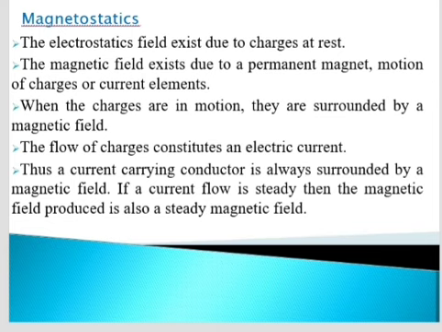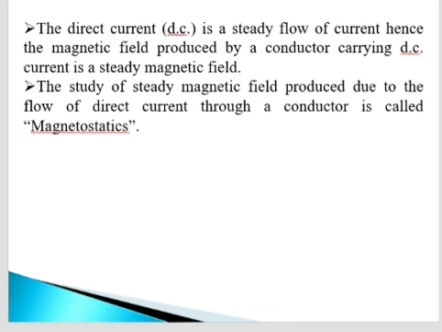If a current flow is steady, then the magnetic field produced is also a steady magnetic field. The direct current is a steady flow of current. Hence, the magnetic field produced by a conductor carrying DC current is a steady magnetic field. The study of steady magnetic field produced due to the flow of direct current through a conductor is called magnetostatics.